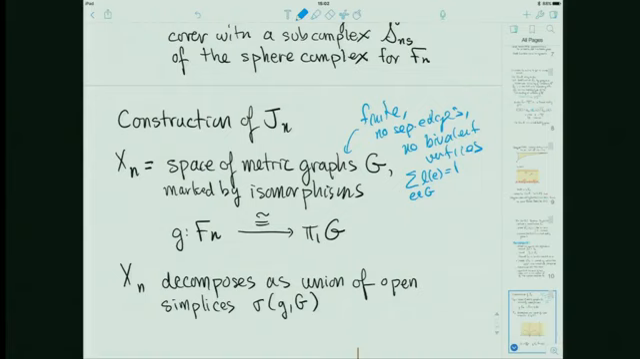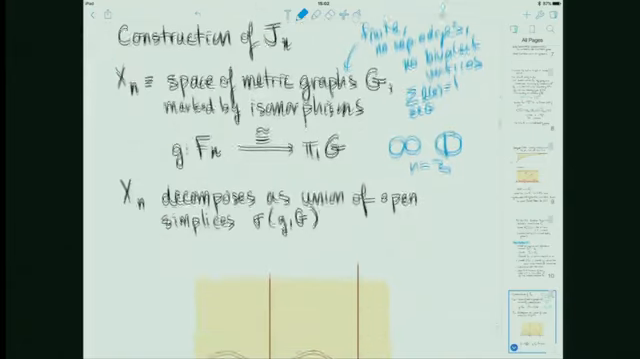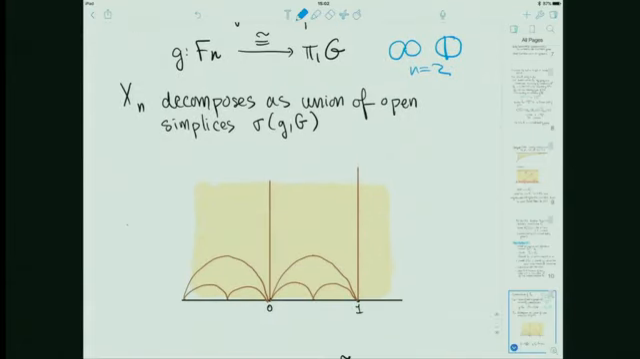But yeah, it's a space of metric graphs marked by isomorphisms. So for n equals 2, there's just 2 kinds of graphs. I've eliminated all graphs except those kind for n equals 2. And the whole of outer space decomposes as a union of open simplices. There's an open simplex for each possible marked graph. So for n equals 2, the decomposition of the outer space is the familiar Feighn tessellation of outer space.